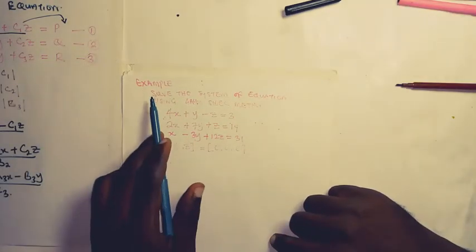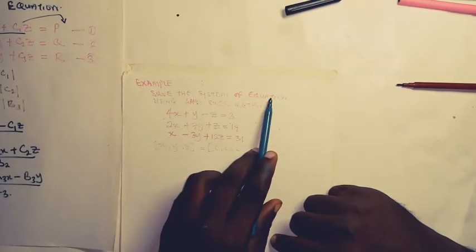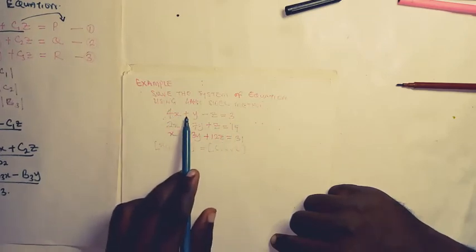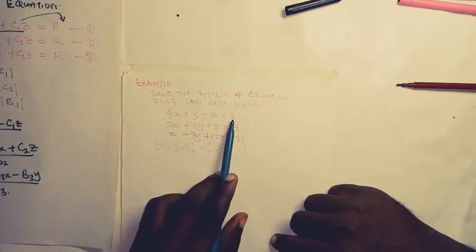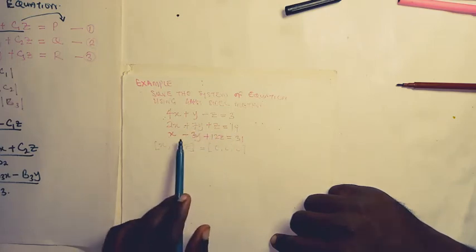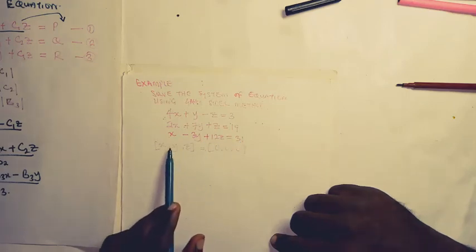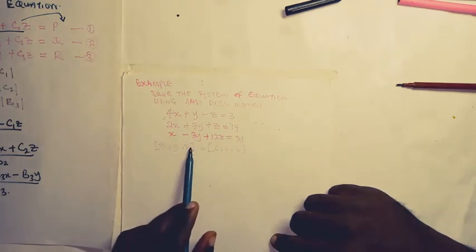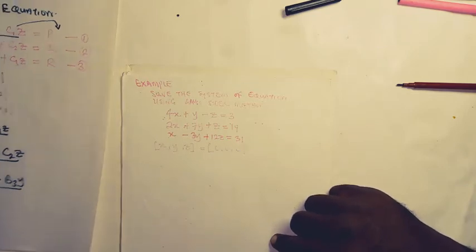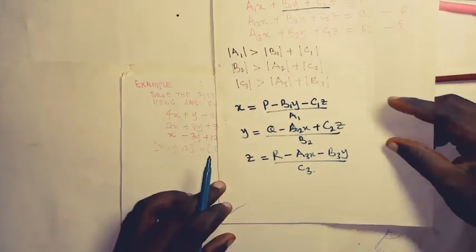So we have this example: solve the system of equations using Gauss-Seidel method. 4x plus y minus z is equal to 3. 2x plus 7y plus z is equal to 19. x minus 3y plus 12z is equal to 31. And we are given initial values for x, y, and z to be 0, 0, 0. So we proceed using the formulas that we have created for each of them.